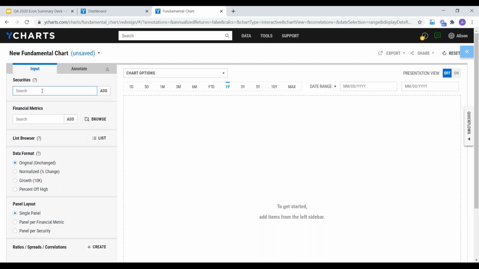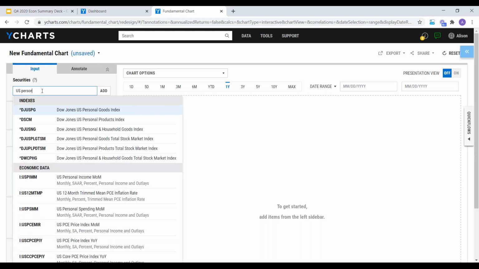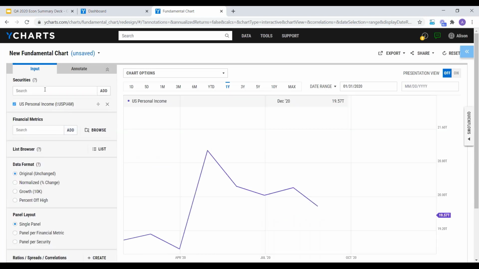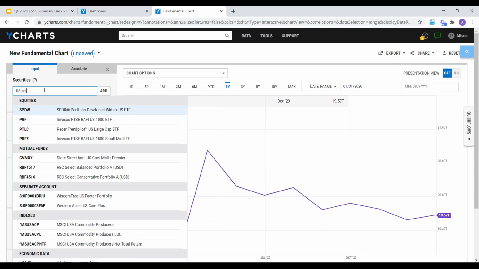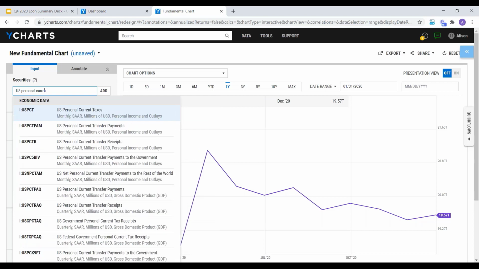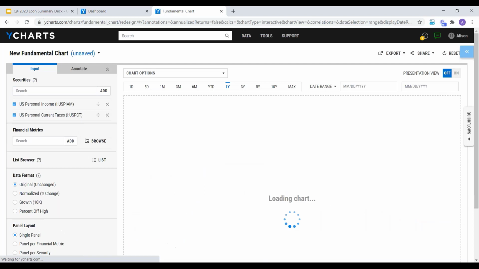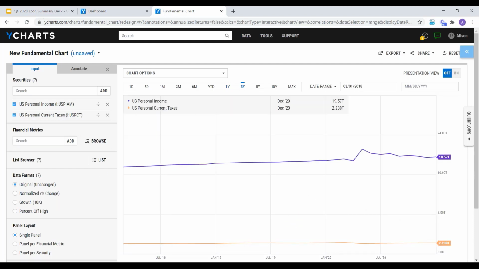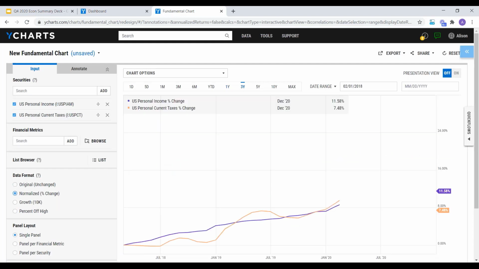You can just search them exactly by the name title that they have on the presentation. So US personal income, the second one there, and then US personal current taxes. Now we're seeing both of those indicators on the chart. I believe we're on a 3-year time frame, and actually that data was normalized.